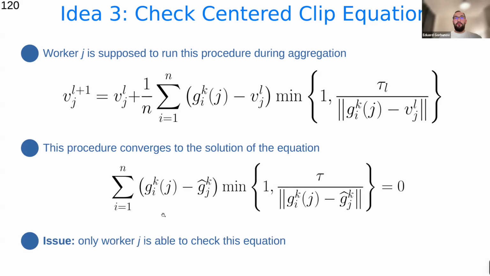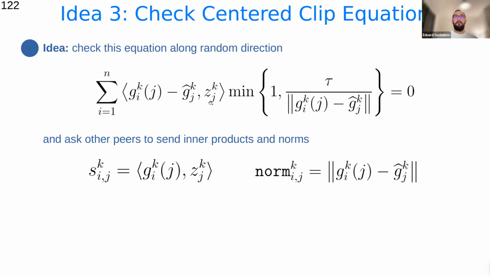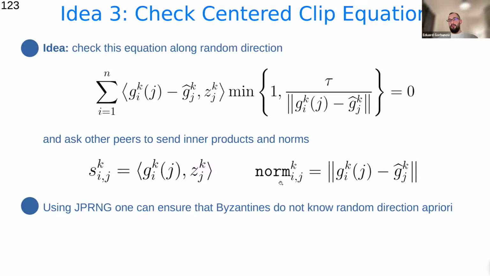But unfortunately, this equation only worker j can check, because only worker j knows about all of these factors. So to address this issue, we introduce random projections on random directions, and we generate these random vectors z_j^k to check this equality, again using a joint pseudo-random number generator. And we ask all clients to submit these numbers s and norm. So far there is some communication and computation overhead, but it's not that significant.